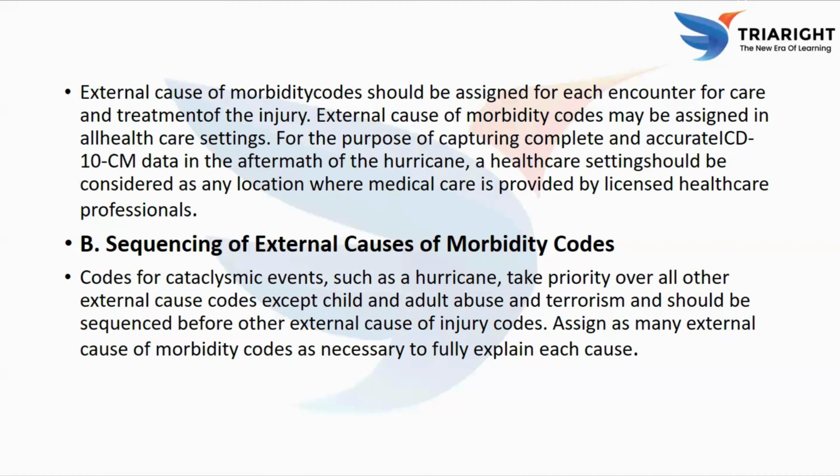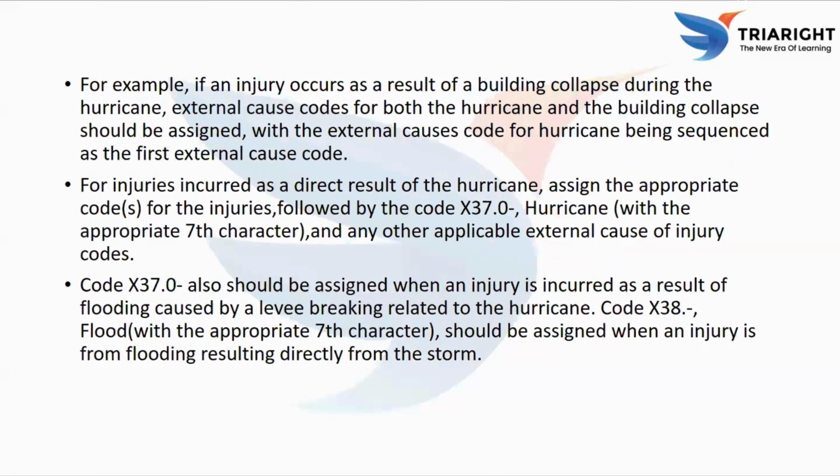Use as many codes as needed to tell the full story of the injury. For example, a building collapsed during a hurricane. If someone is injured because a building collapsed, you must assign two external cause codes. So one for the hurricane and another for the building collapse. The hurricane code should always come first.